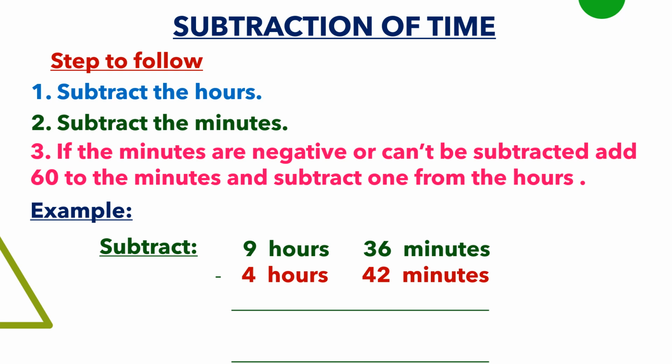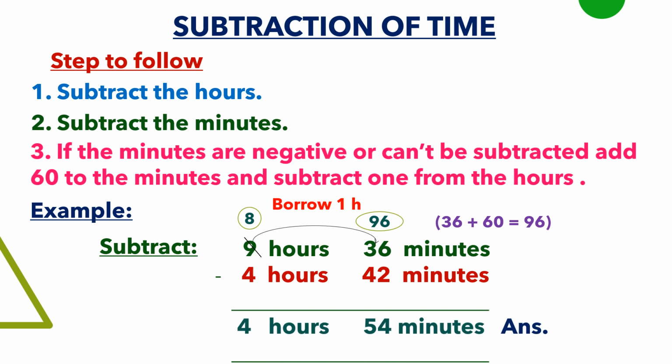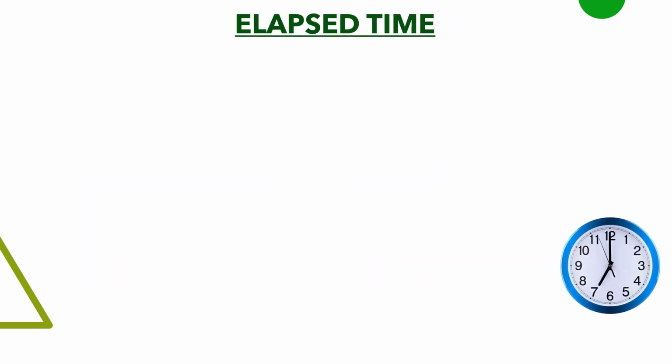Now since we know we cannot subtract 42 from 36, we have to borrow 1 hour from the hour section. So after borrowing 1 hour, that becomes 96 minutes because 1 hour has 60 minutes. So 60 plus 36 become 96. Now we can easily subtract 42 from 96. So after subtracting, we get 54 minutes. And in the hour section, we have to cut 9 because we have already borrowed 1 hour from that. It remains 8 hours, and 8 minus 4 gives us 4 hours 54 minutes. That is our answer.